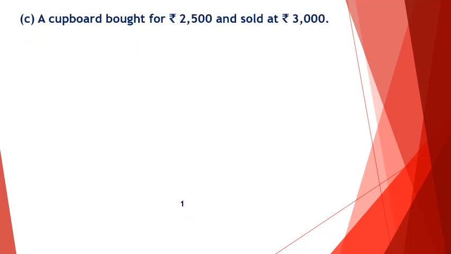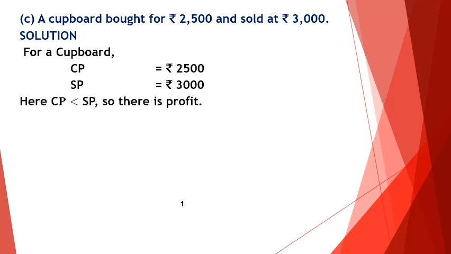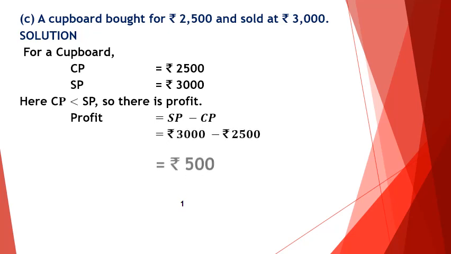Next, a cupboard bought for rupees 2,500 and sold at rupees 3,000. So for a cupboard, CP equal to rupees 2,500, SP equal to rupees 3,000. Here CP less than SP, so there is profit. Profit equal to SP minus CP. So 3000 minus 2500 equal to rupees 500 is the profit.